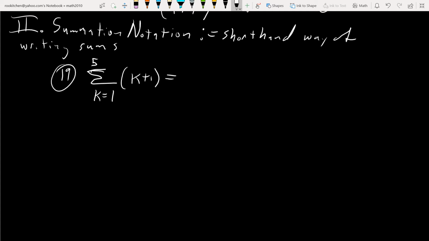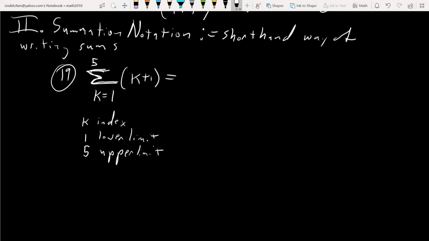And how does this work? What are the identifying pieces? So this is just some Greek symbol, sigma, capital sigma. What else? K is called the index. K equals 1, 1 is the lower limit. That's your starting place. 5 is the upper limit.